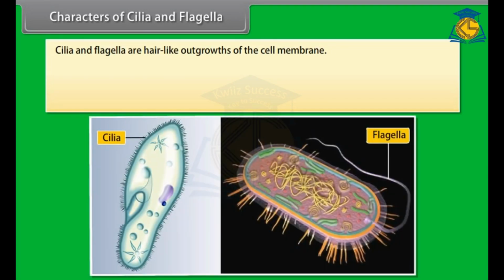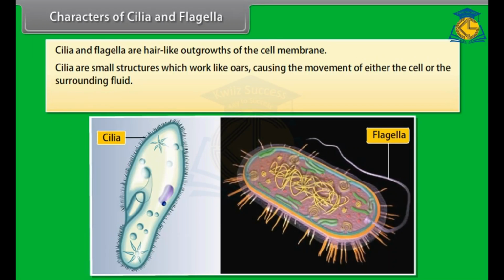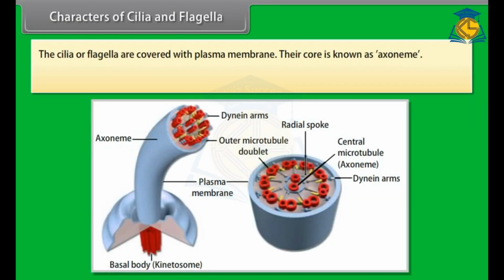Characters of cilia and flagella. Cilia and flagella are hair-like outgrowths of the cell membrane. Cilia are small structures which work like oars, causing the movement of either the cell or the surrounding fluid. Flagella are comparatively longer and responsible for cell movement. The cilia and flagella are covered with plasma membrane. Their core is known as axoneme.